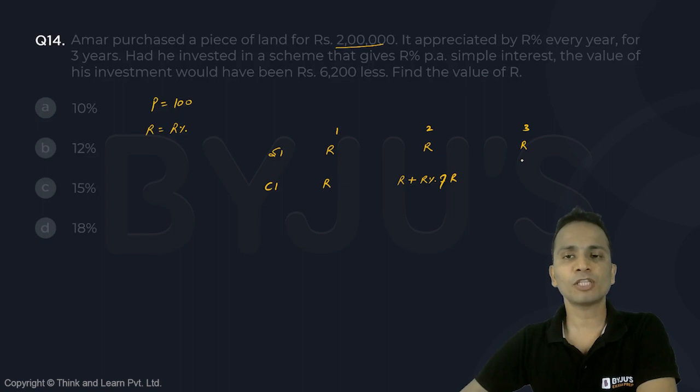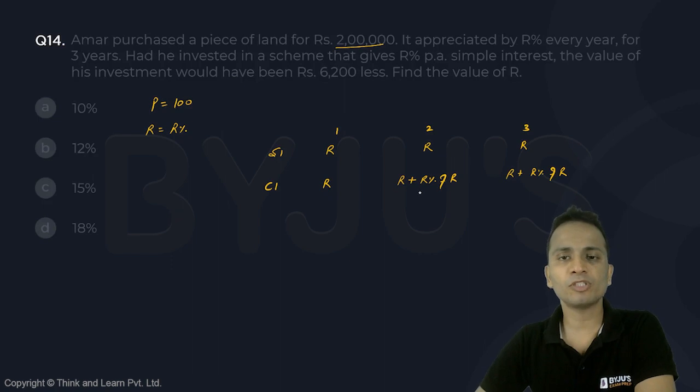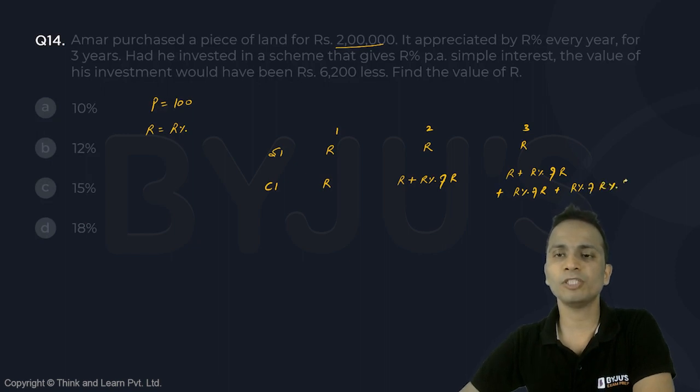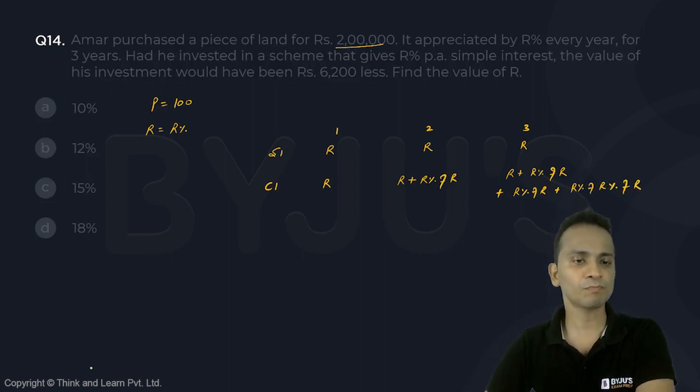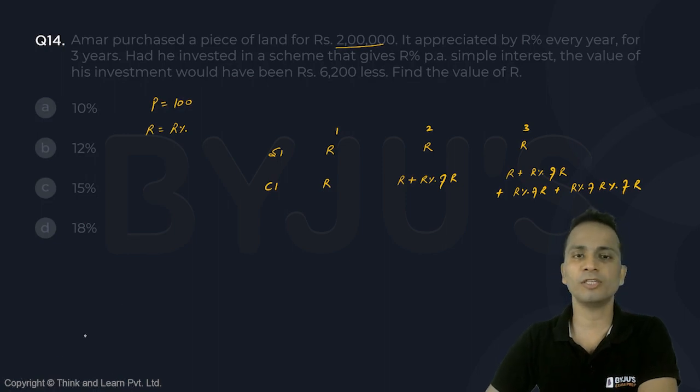Now for the third year compound interest, I'll copy the compound interest for the second year, R plus R percent of R, and give R percent on the interest of the second year and add it to this. So it will be R plus R percent of R plus R percent of R percent of R, right? So this is the compound interest for the third year.